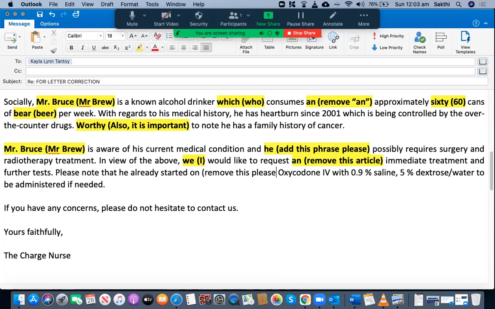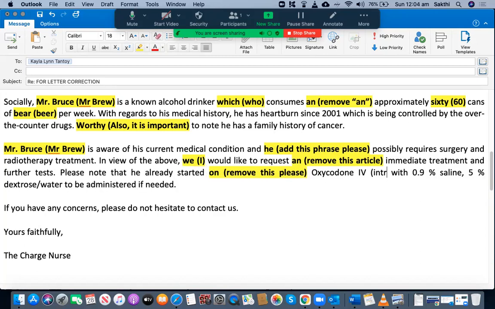And the other issue is that you haven't expanded the IV, so you have to mention intravenous. Intravenous. So you have to mention intravenous oxycodone. Okay, intravenous, it's not venous, sorry. Yeah, intravenous oxycodone. You could have mentioned intravenous oxycodone with the 0.9% saline and 5% dextrose in water to be administered if needed.